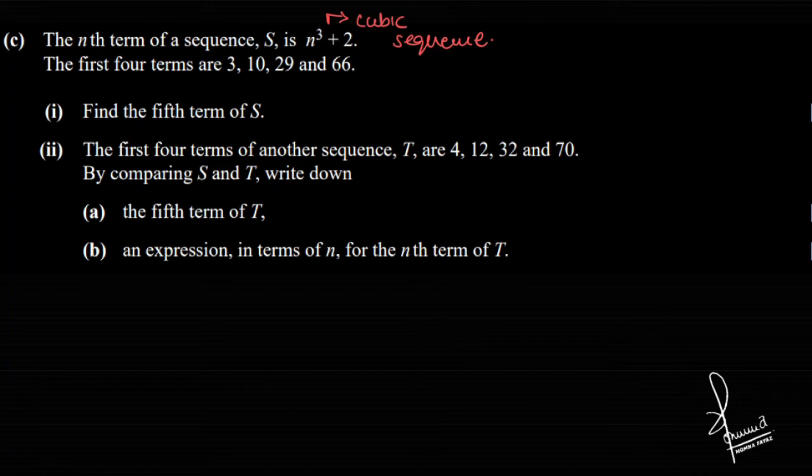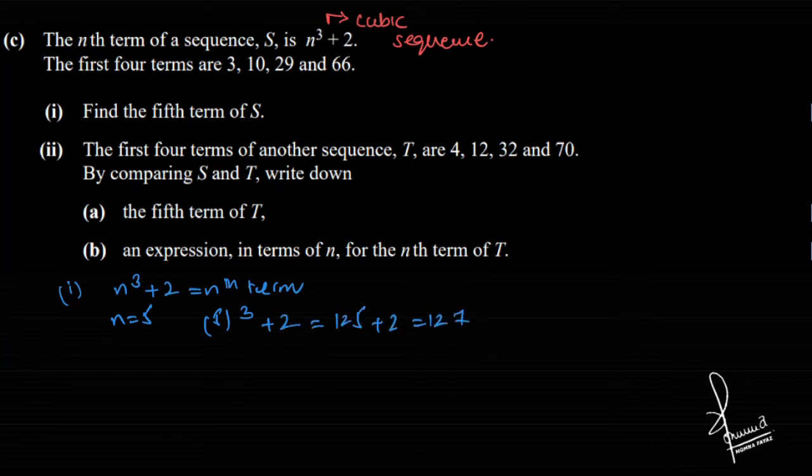So if you want to find the 5th term, I will just take the general formula, which is n cube plus 2 is equal to the nth term, right? Now the nth term is n cube plus 2 and I have to find the 5th term, meaning I will put n equals 5. That means 5 cube plus 2. 5 cube is 125 plus 2, so 127 is the 5th term of your sequence.